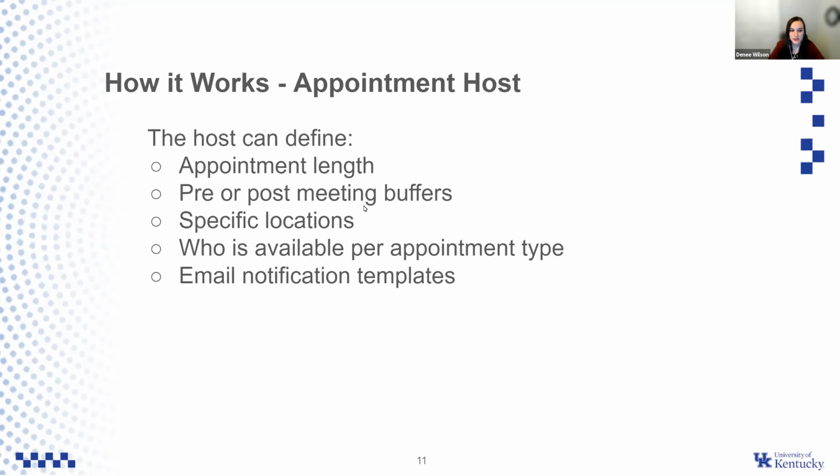And then I had mentioned the specific locations. So that could be a building or an office, but also if you want to meet in person, virtually, or just over the phone. And then we have who is available per appointment type. So maybe you have different types of appointments that you meet with students. So maybe the first appointment is different than the follow-up appointment. And you meet with students in the first appointment, but your colleagues meet in the follow-up. So there's an option to assign who is available for each of those appointment types.